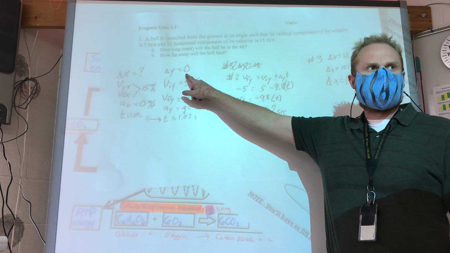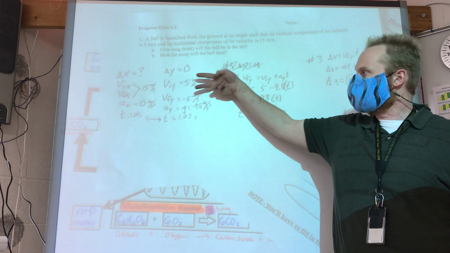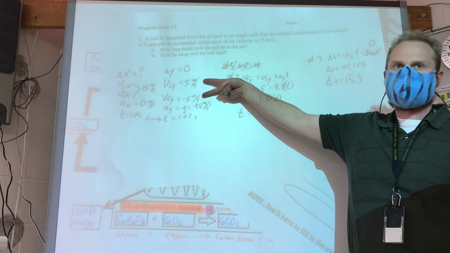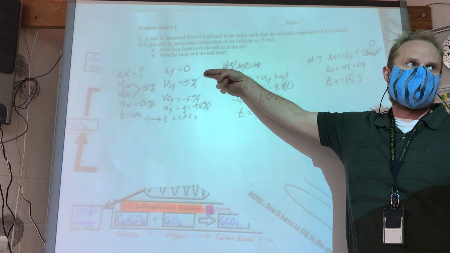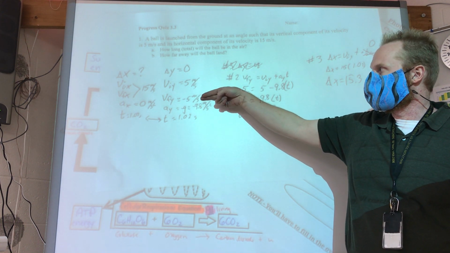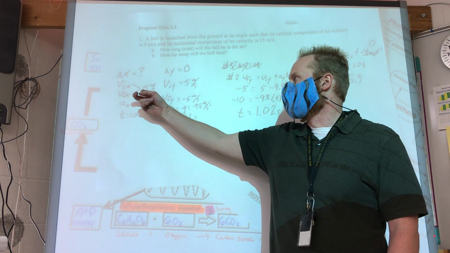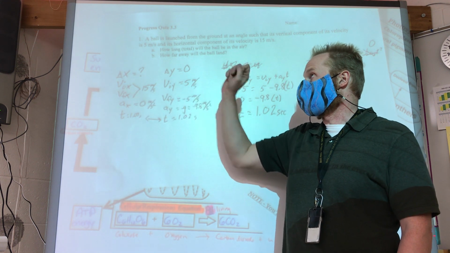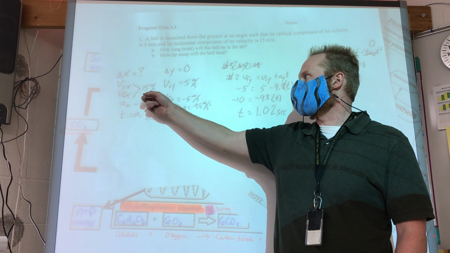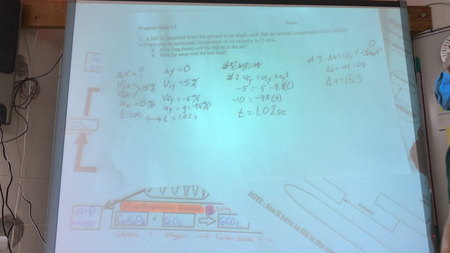Some people are forgetting that if it's a delta Y equals 0 problem, my initial and final velocity are opposites of one another. So if this is a positive 5, this is a negative 5. From the problem itself, my VIX is 15, my VIY is 5.